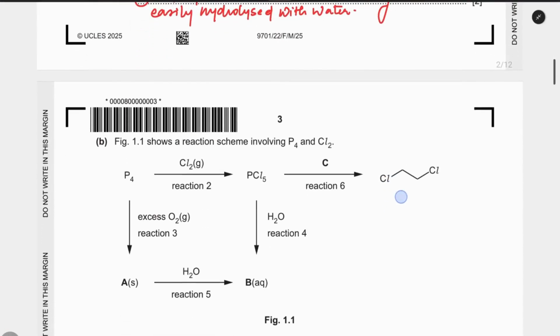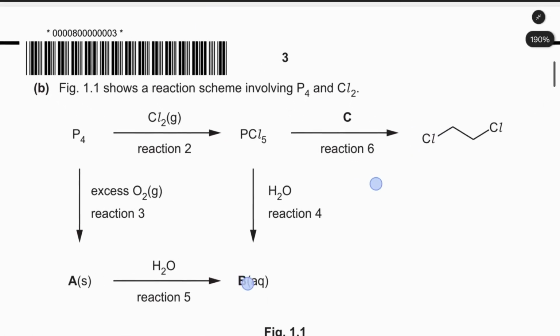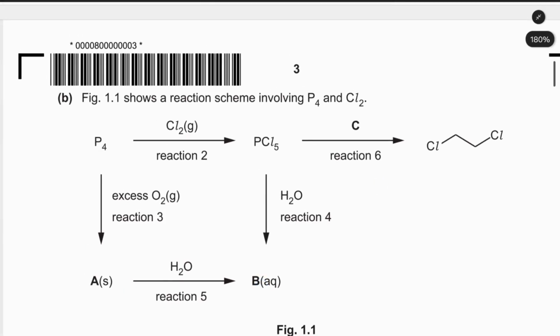Next question. Now they have given us the reaction scheme, a flow chart. We have to understand which things are involved here. As we can see, P4 is involved and chlorine is involved. Over here they have given us P4. In reaction 1, P4 reacts with excess oxygen to give A as a product. Then again P4 reacts with chlorine, which is reaction number 2.